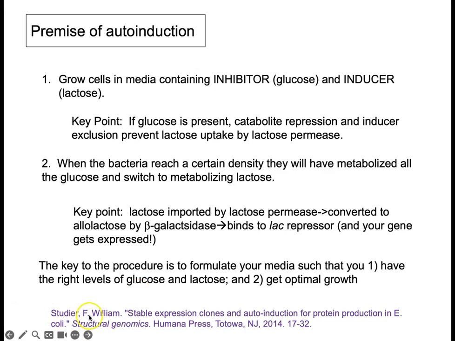This system was generated by a guy named William Studier, and this is actually a worthwhile paper to read, which is sort of the strategy for autoinduction. And in my own work, I am tending to use the IPTG strategy of induction. I'll tell you though that there are a lot of labs that do a lot of protein expressions that are using this strategy of autoinduction.